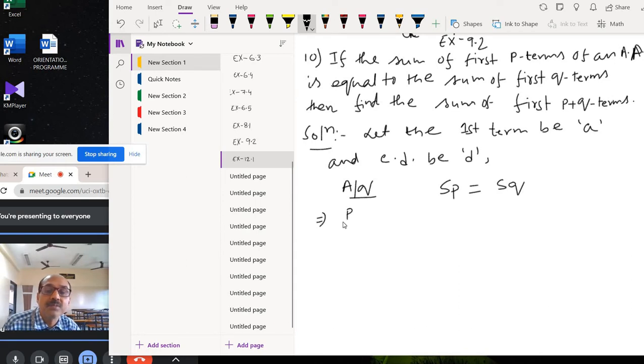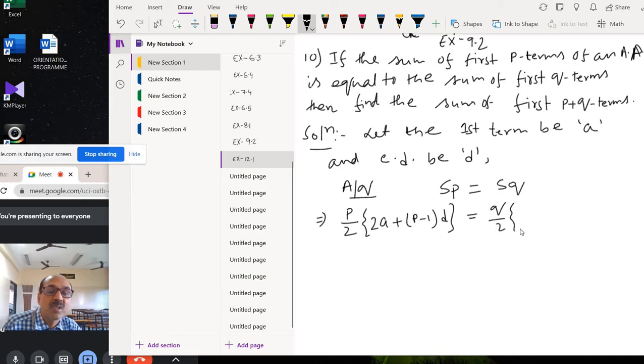p by 2 into 2a plus p minus 1 into d, equal to q by 2 into 2a plus q minus 1 into d. Okay. From both sides 1 by 2 cancelled.